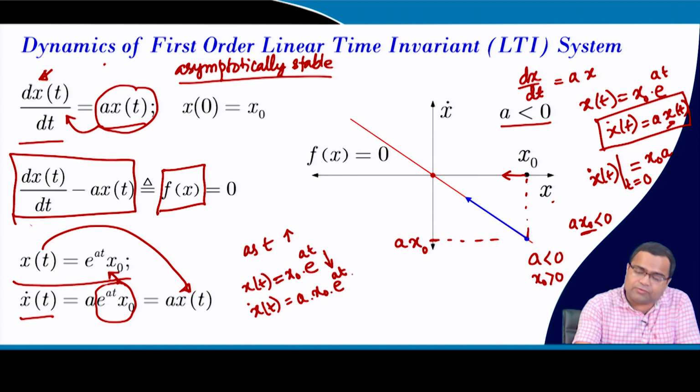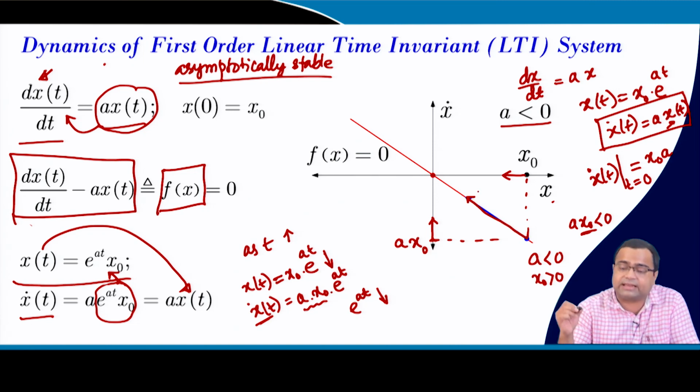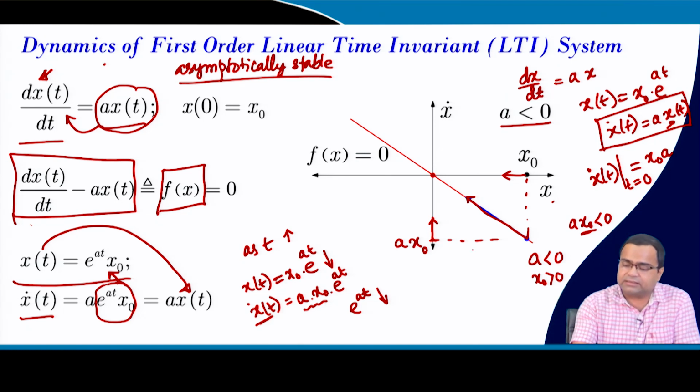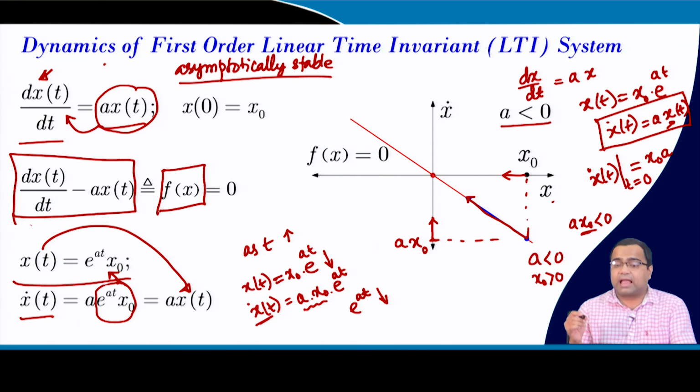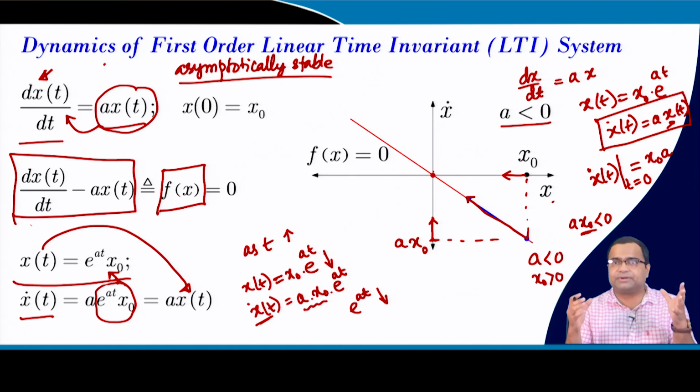So, this quantity, since it is already negative, this quantity is negative. So, we can say that e to the power at will decrease, so naturally this quantity will increase. So, it will go in this direction. So, effectively their combination will move along this line, and this is the direction along which the trajectory, that means this vector, will move, and it will finally approach towards the origin. As limit t tends to infinity, it will go to 0.